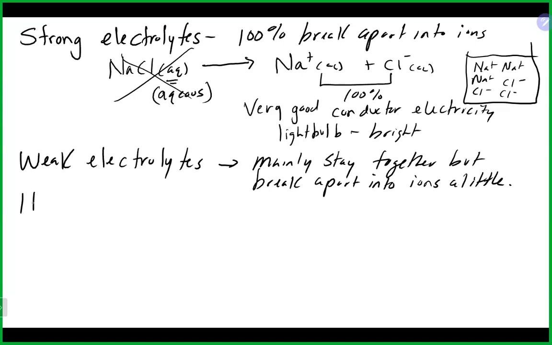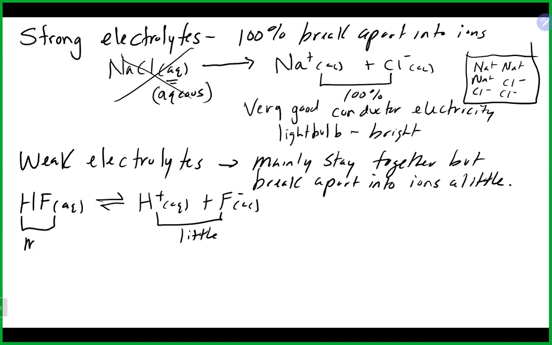And a lot of weak electrolytes are weak acids, like this is hydrofluoric acid. And hydrofluoric acid, when you have a solution of hydrofluoric acid, will break apart into H plus and fluoride. You will have a little of these guys there. You will mainly have the whole thing still together. So if you looked at like a beaker of hydrofluoric acid, what you would see in that beaker is mainly HF units together still, but there would be a little bit of H plus and a little bit of fluoride ions floating around in the solution.